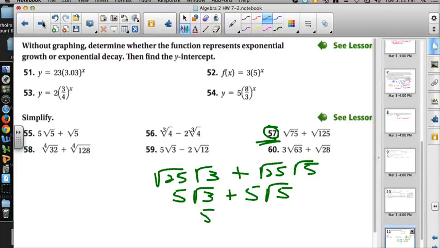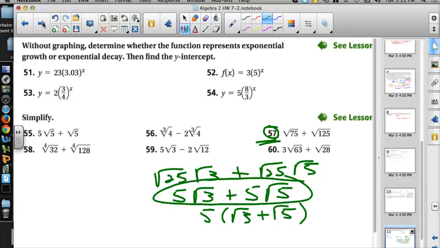Another thing you could do would be to factor out the 5. But either way, that's as far as we go. There's nothing else that we can do with that because those radicals are not like radicals. If they are like radicals, then we could go ahead and do the addition and the subtraction.